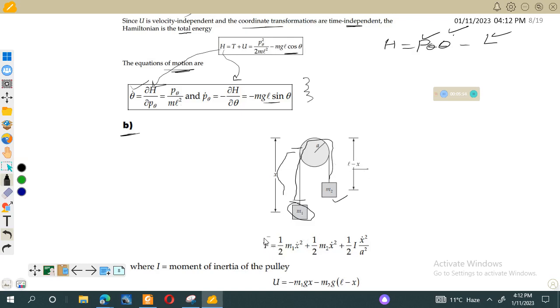So kinetic energy, first we will write the kinetic energy, because we are going to write the Lagrangian of this system. Then from that we will be able to find the Hamiltonian and Hamilton equation. So kinetic energy is equal to m1 over 2 x1 dot square plus m2 over 2 x2 dot square plus kinetic energy of this pulley.